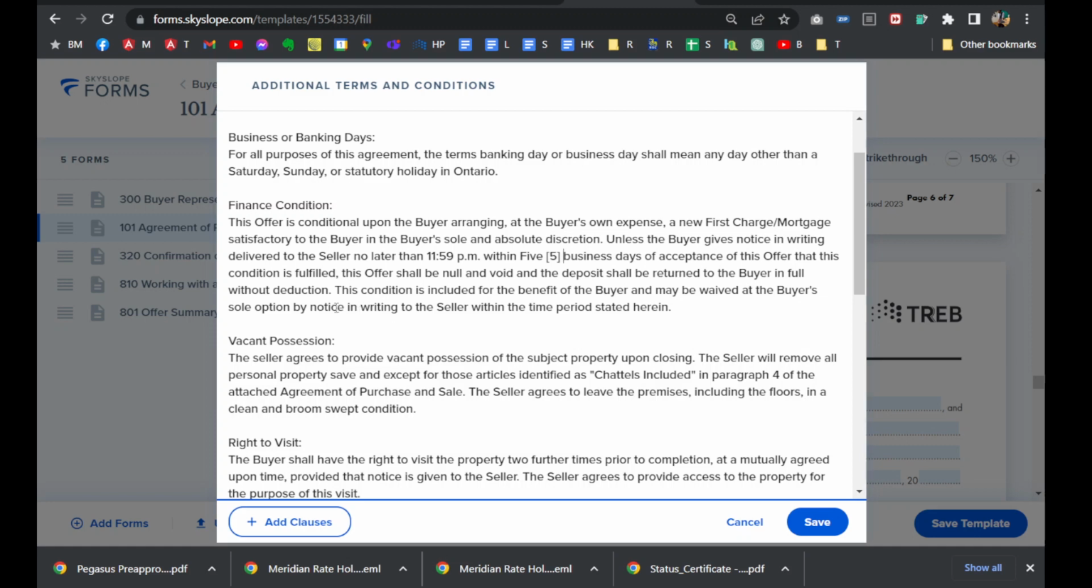Anyways, basically the buyer can back out for almost any reason because it's at their sole and absolute discretion. So the buyer can even say, oh, the interest rate's too high. So it really protects the buyer to back out and get their deposit back. And they no longer have the legal obligation to purchase the property because this offer is now null and void.